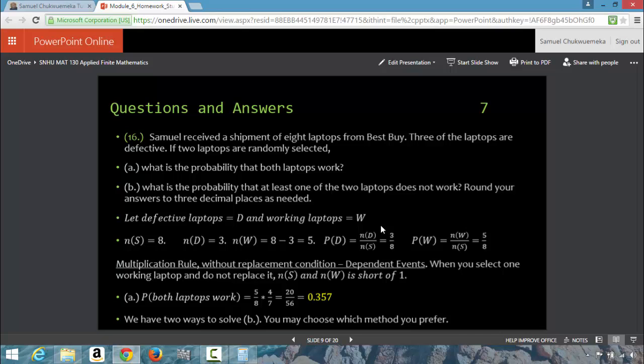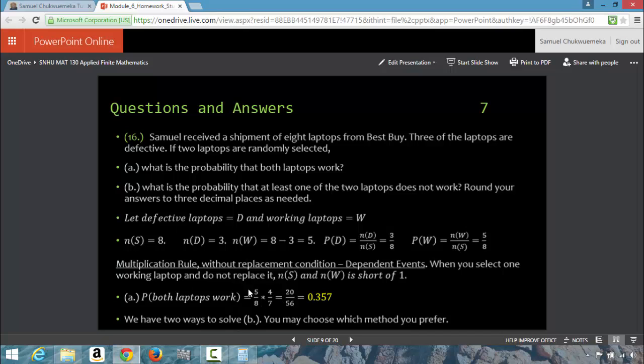So what is the probability that both laptops work? You're selecting 2 laptops randomly. What is the probability that both laptops work? So it could be that the first one works, which will be 5 out of 8, times the second one works.